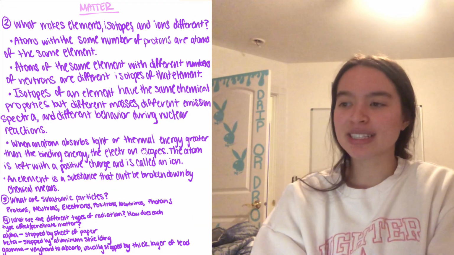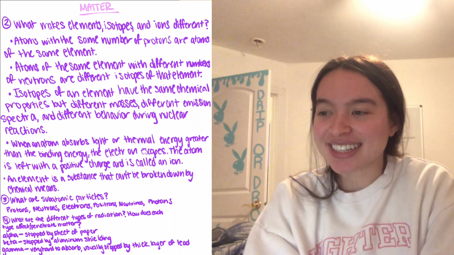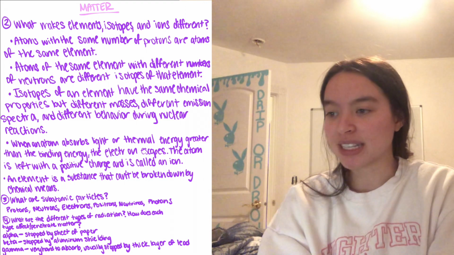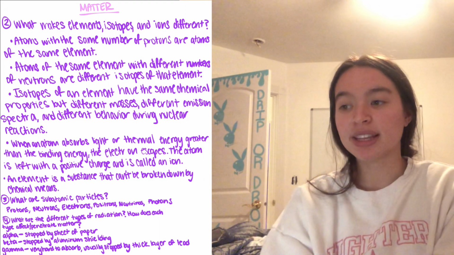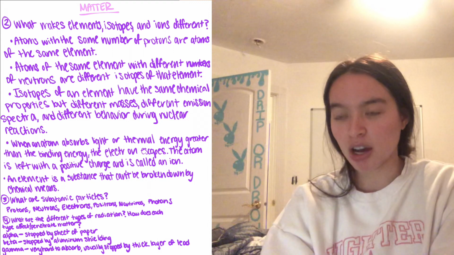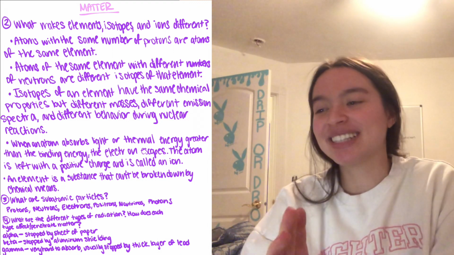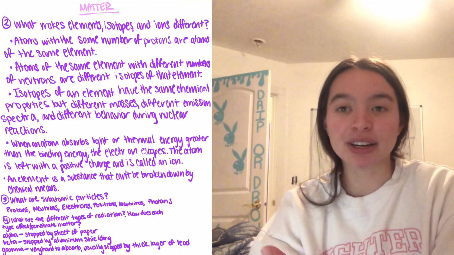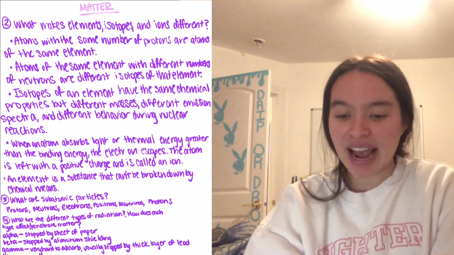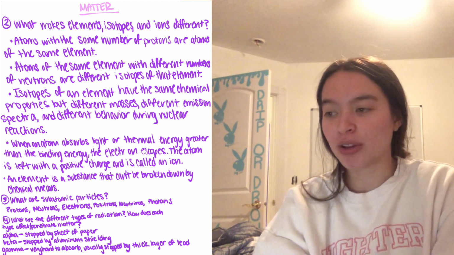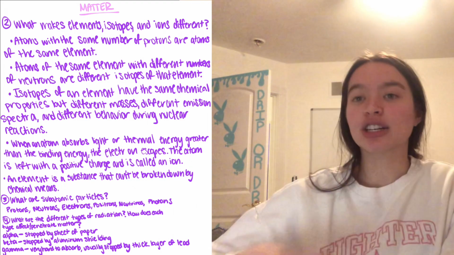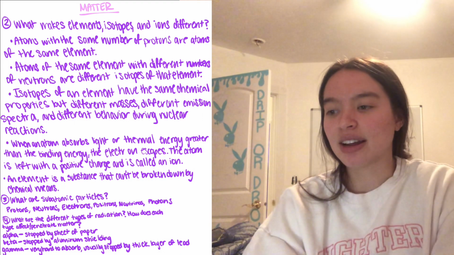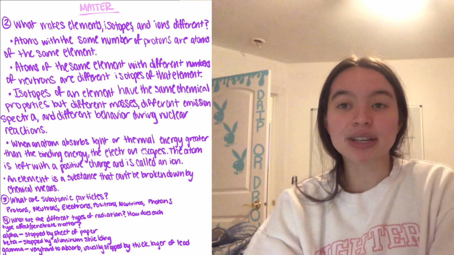Next question, what makes elements, isotopes, and ions different? Atoms with the same number of protons are atoms of the same element. Atoms of the same element with different numbers of neutrons are different isotopes of that element. Isotopes of an element have the same chemical properties but different masses, different emission spectra, and different behavior during nuclear reactions. When an atom absorbs light or thermal energy greater than the binding energy, the electron escapes, and the atom is left with a positive charge, and that's called an ion. And an element is a substance that can't be broken down by chemical means.